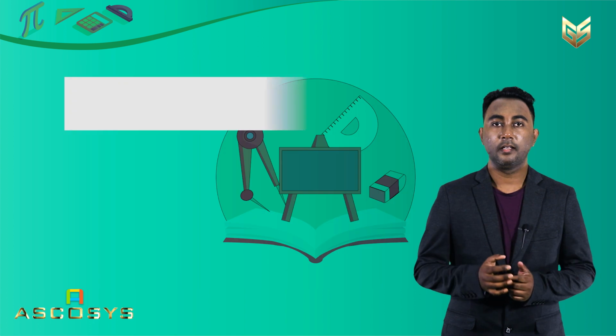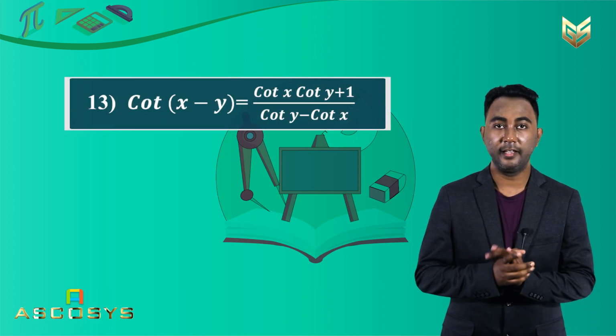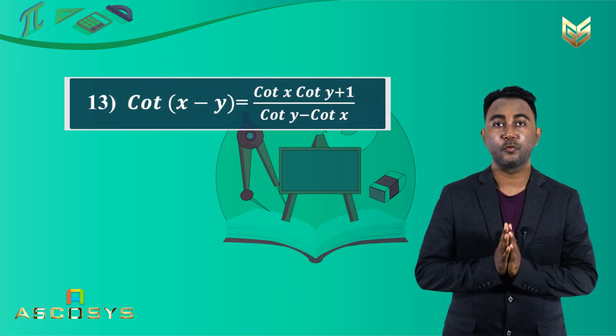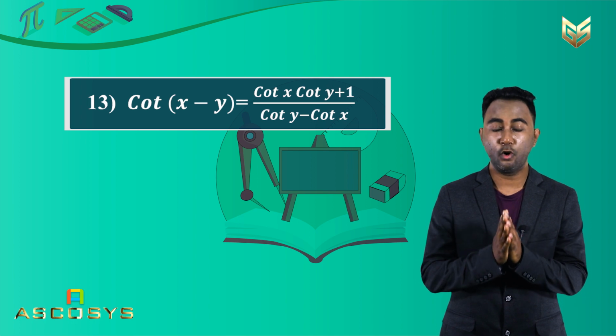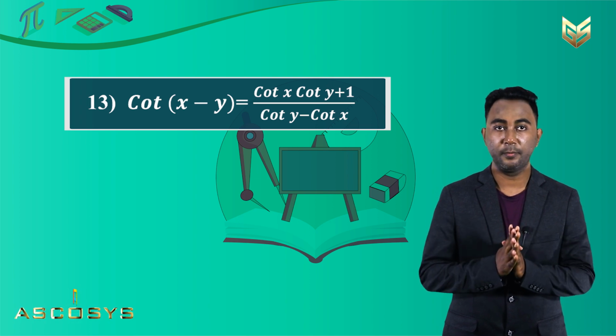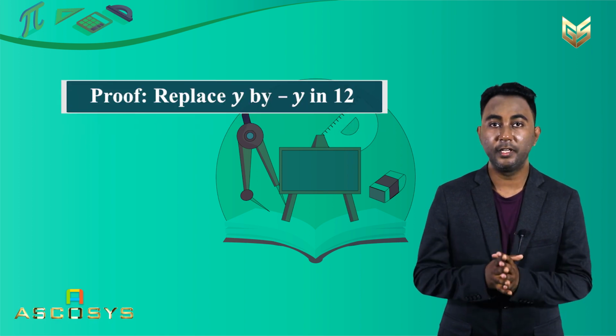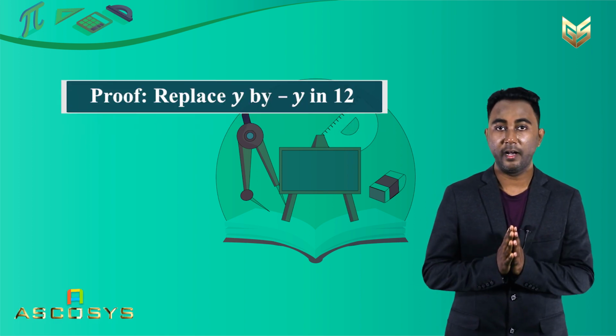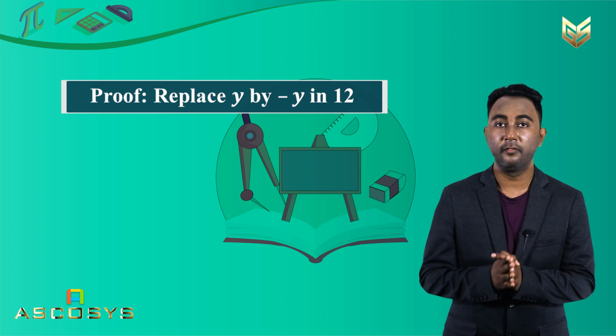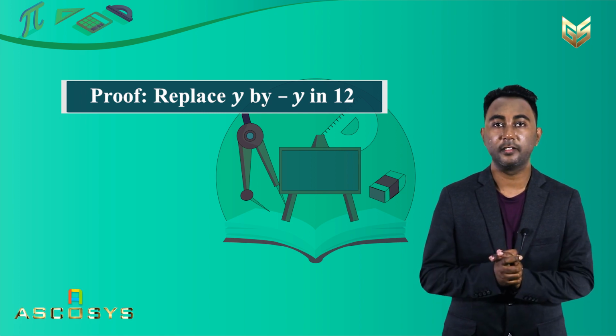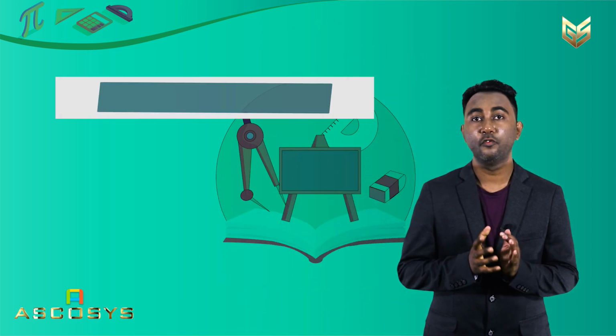Identity number 13, it says cot of x minus y equals to cot x into cot y plus 1 divided by cot y minus cot x. To prove this, we will simply replace y by minus y in our identity number 12 and we can have our result. Let's move on to our next identity, identity number 14.